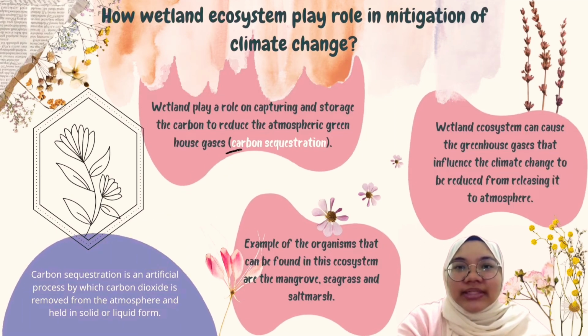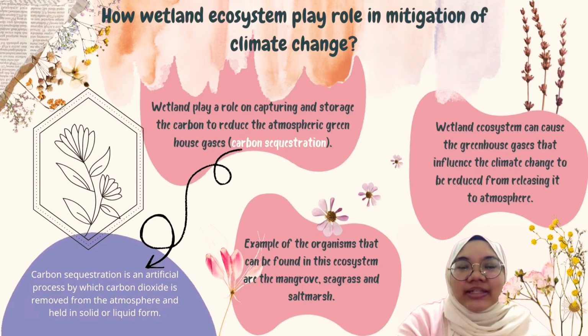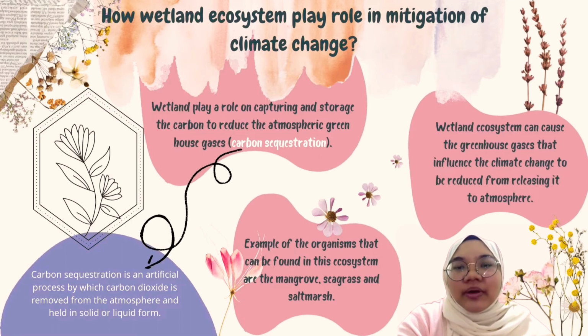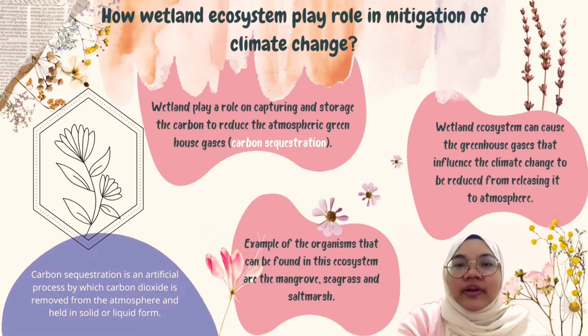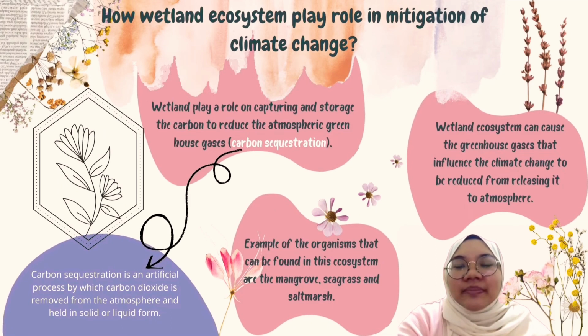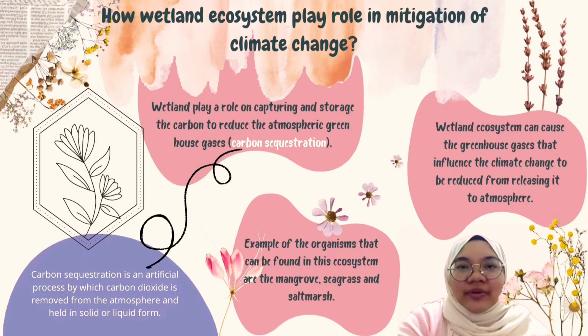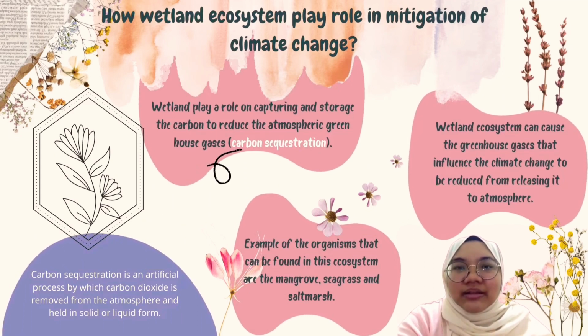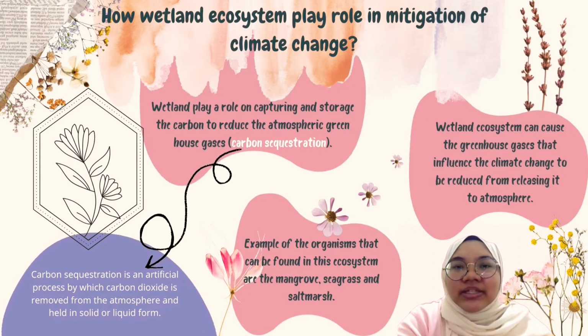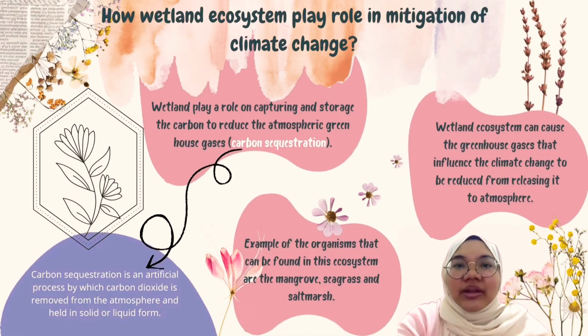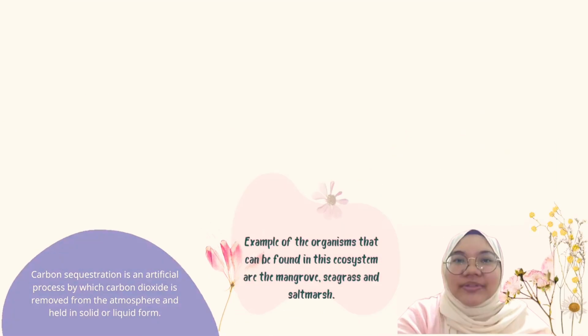The wetland ecosystem can cause the greenhouse gases that influence climate change to be reduced from releasing into the atmosphere. And examples of organisms that play a role in mitigation of climate change are the mangrove, seagrass, and salt marsh. The release of greenhouse gases can lead to global warming. Therefore, the wetland ecosystem is essential in this world.